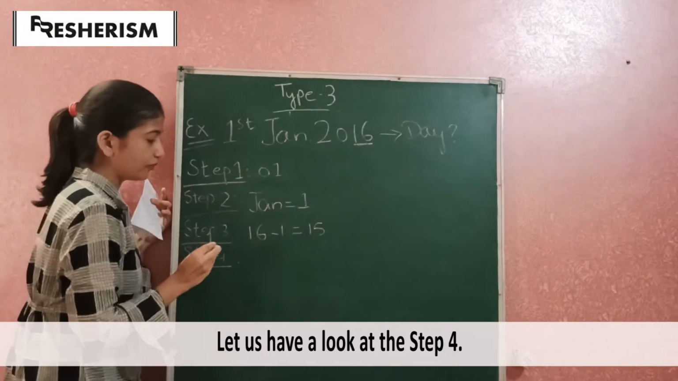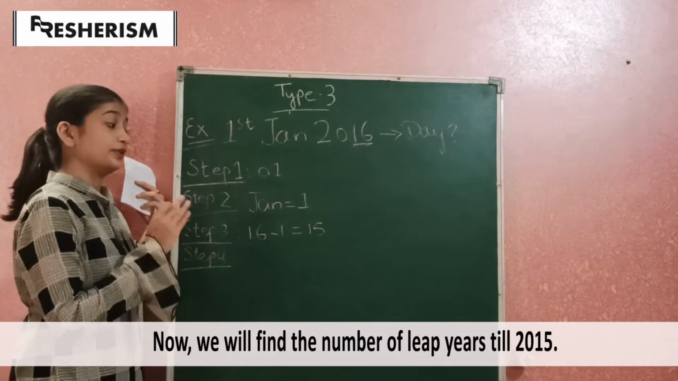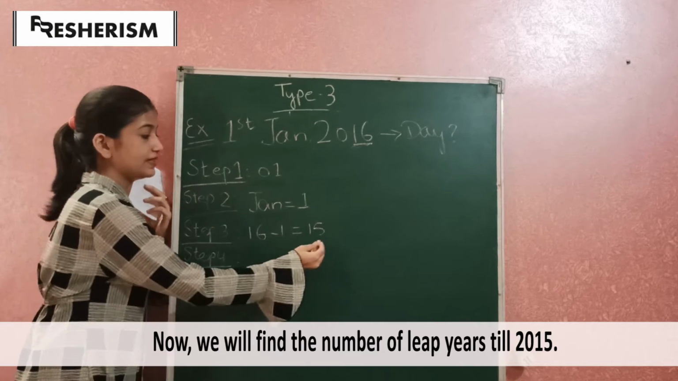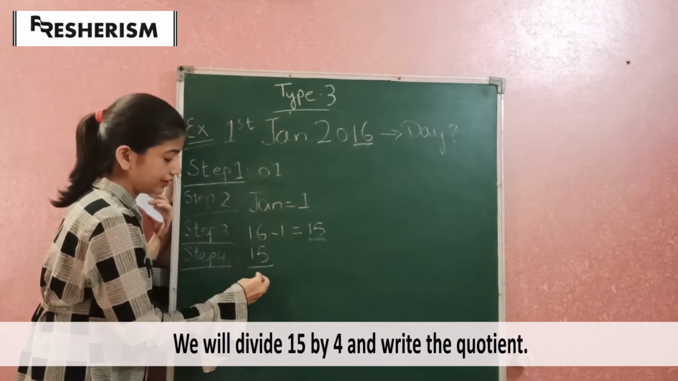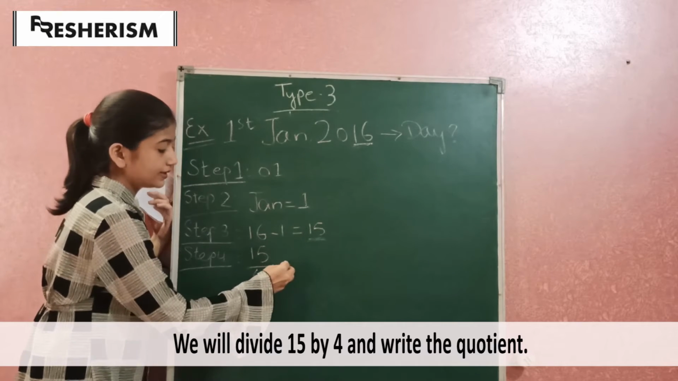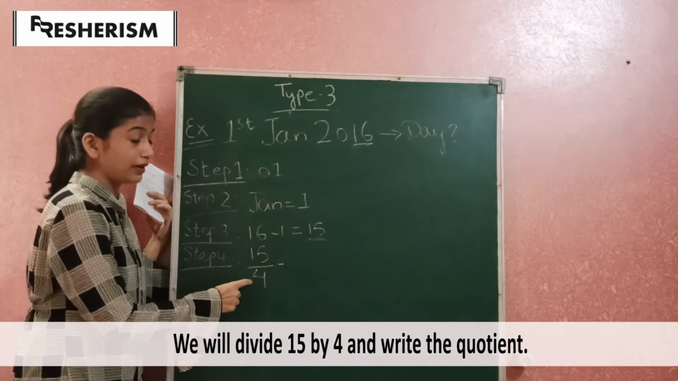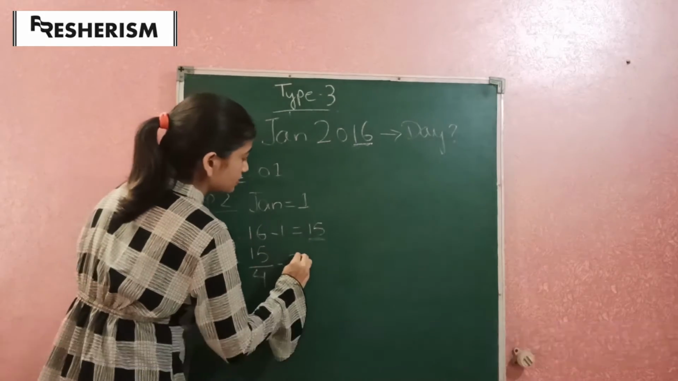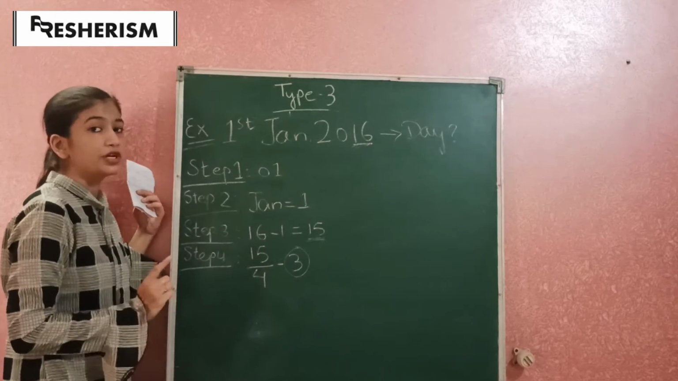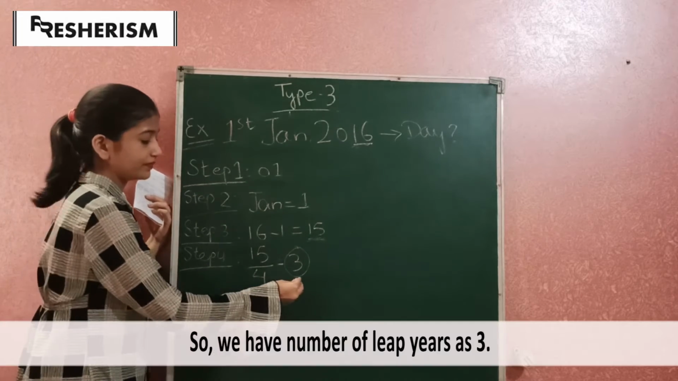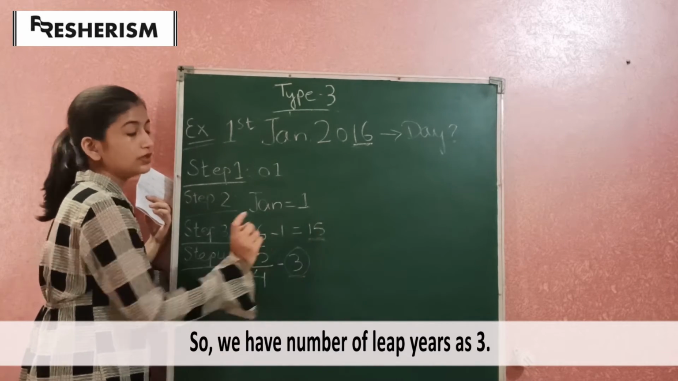Step 4 is we have to find out the number of leap years. So for finding the number of leap years till 2015, we simply have to divide 15 by 4, and here we have to write the quotient. If we divide 15 by 4, then the quotient is 3. So in step 4, the answer is 3 because there are 3 leap years till 2015.